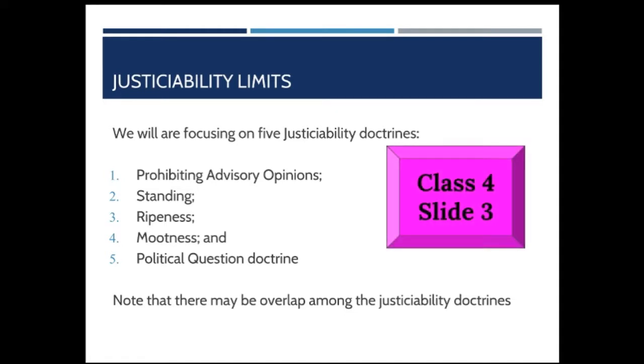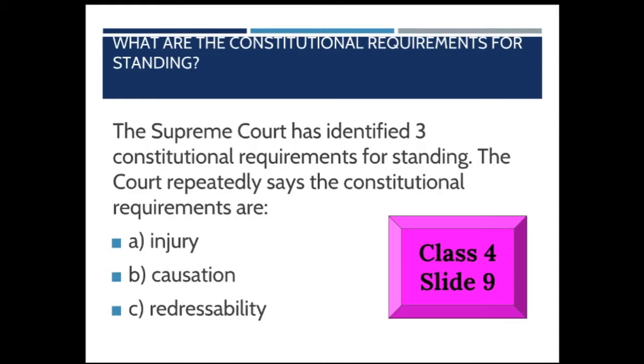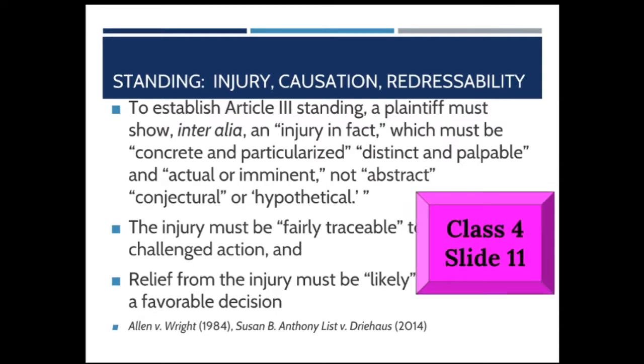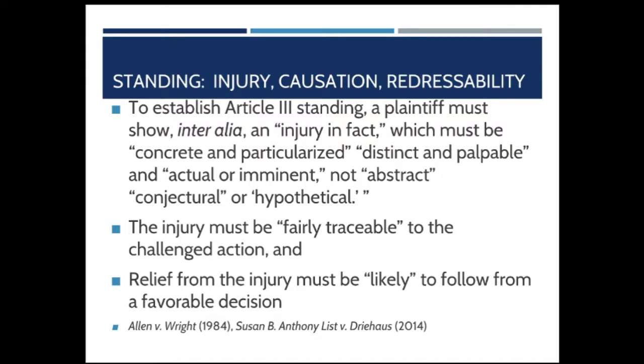Here is a slide from the professor. This is slide 3 from class 4, and it says we are focusing on 5 justiciability doctrines, which we know. The requirement for constitutional standing. And here on slide 9 for class 4, we have injury, causation, and redressability. And on slide 11 from class 4, it explains to us what injury is. An injury, the plaintiff must show an injury in fact, which must be concrete and particularized, distinct and palpable, and actual and imminent. So those are the 3 requirements to having an injury in fact. The injury must also be fairly traceable to the challenged action, causation, and the relief from the injury must likely follow from a favorable decision.